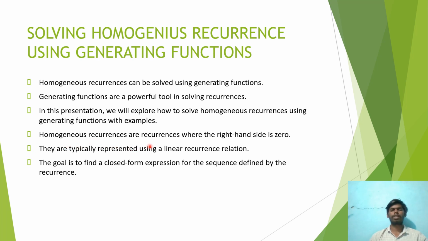Homogeneous recurrences are recurrences where the right hand side is 0. Generally in an equation we declare the right side is equal to 0. An equation equal to 0, like f(x) = 0, is a homogeneous function. Now they are typically represented using a linear recurrence relation. Our main goal is to find a closed form expression for the sequence defined by the recurrence.